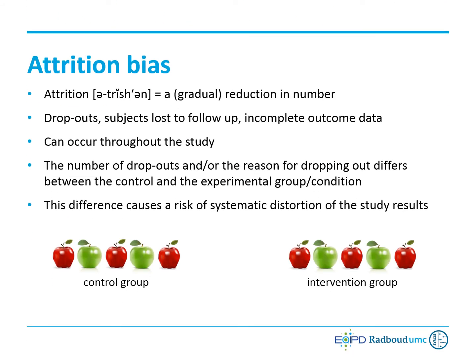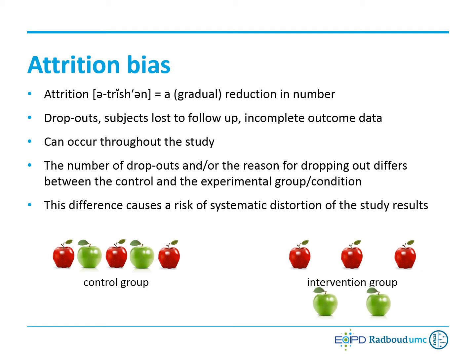Attrition is a gradual reduction in number, and attrition bias occurs when the number or the reason of dropouts, aka subjects lost to follow-up or incomplete outcome data, differ between the experimental groups. Dropouts can occur throughout the study, for instance during selection, where some animals may not enter the study to begin with, after disease induction, when some animals may die, at outcome detection, when samples are accidentally lost, or during statistical analysis, when outliers are removed. In all cases, attrition bias can distort the study results.